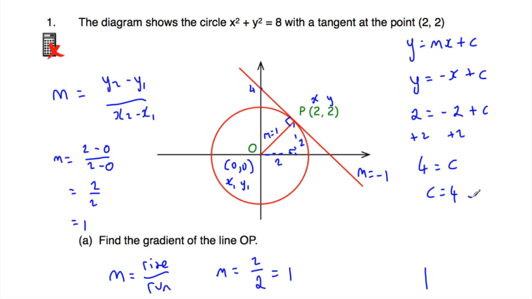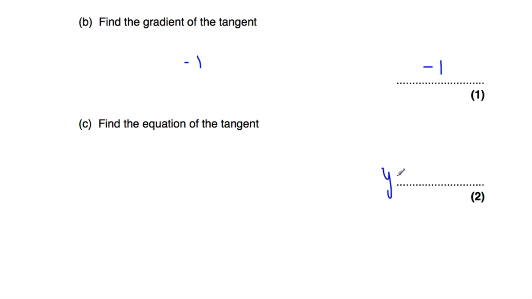That's fantastic. We now substitute this back into here. We can find the equation of this line is y equals -x plus, and then instead of c, it'd be plus 4. And that's it. That's the equation of that line. y equals -x plus 4. And that's how I would do that question.